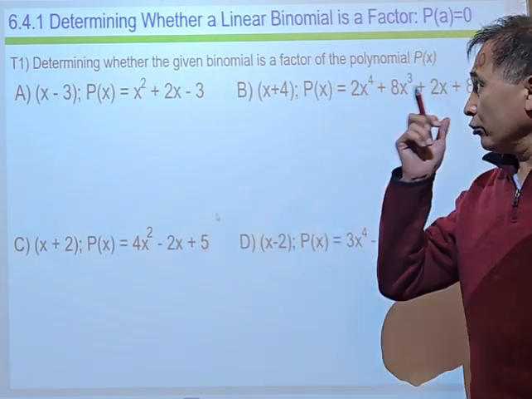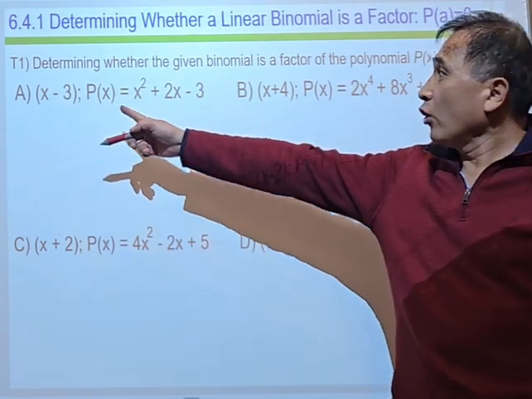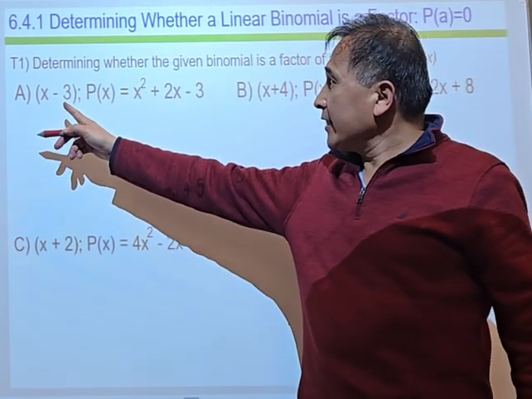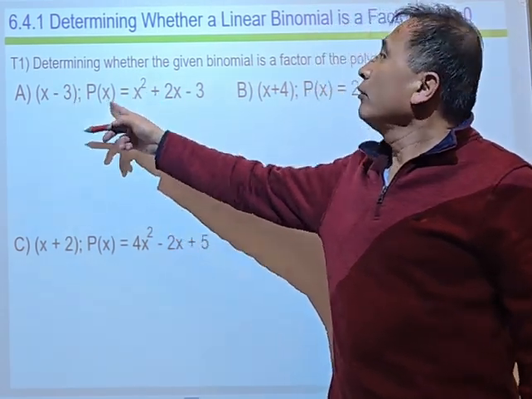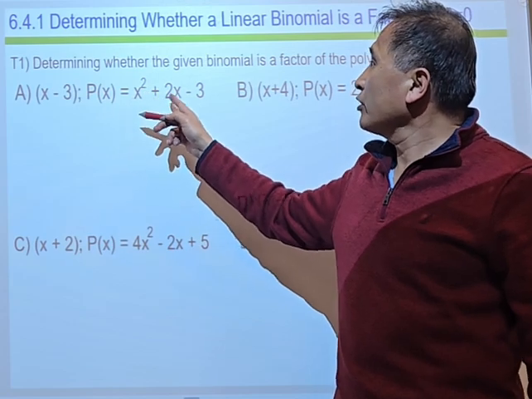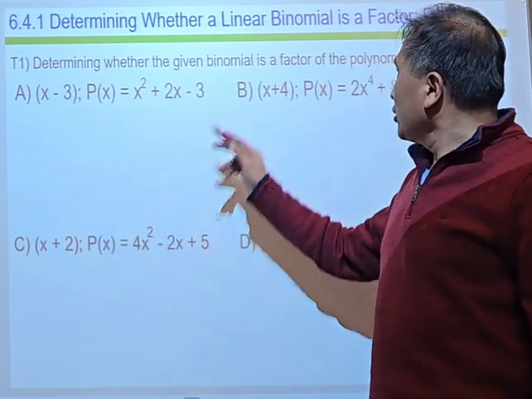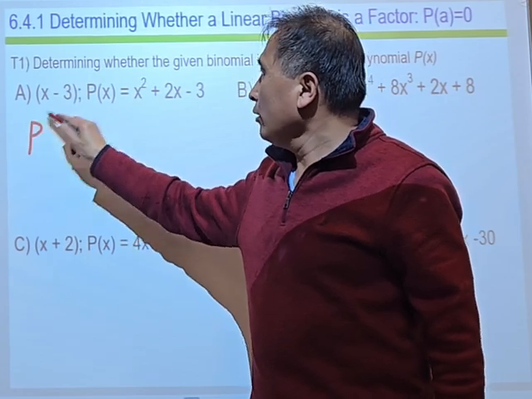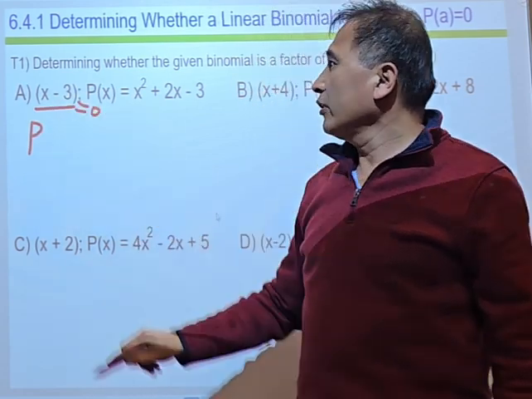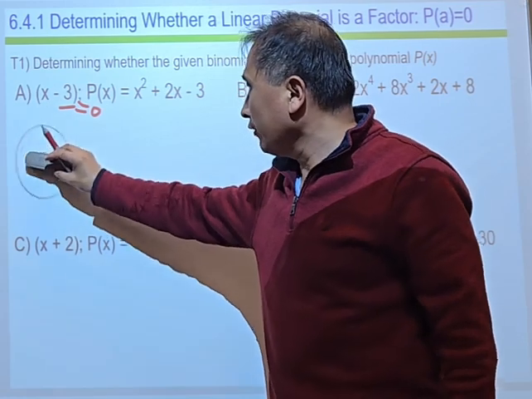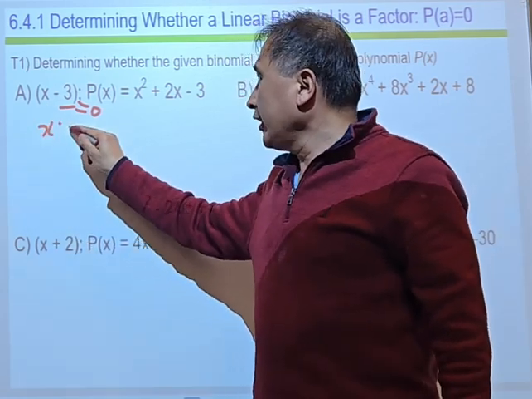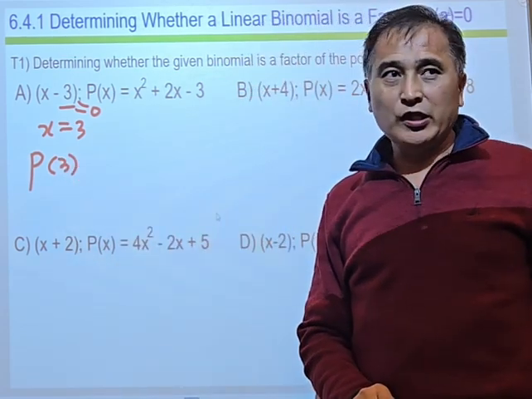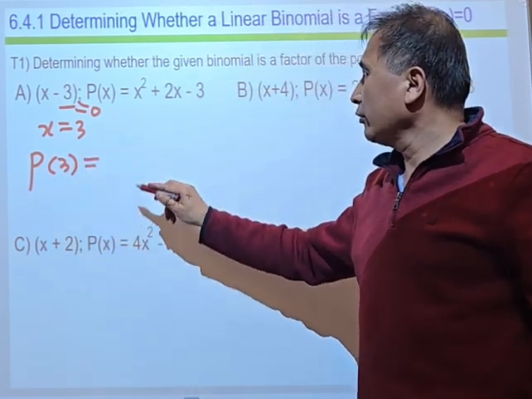Hi, today we are going to check whether a given binomial is a factor of another polynomial or not. Part A says x minus 3 is a factor of p of x, x squared plus 2x minus 3. In order to check it, we're going to use the factor theorem, which says that when x minus 3 equals 0, so from there x equals 3, then p of 3 should be 0 when it's a factor. So let's check whether this is 0 or not.